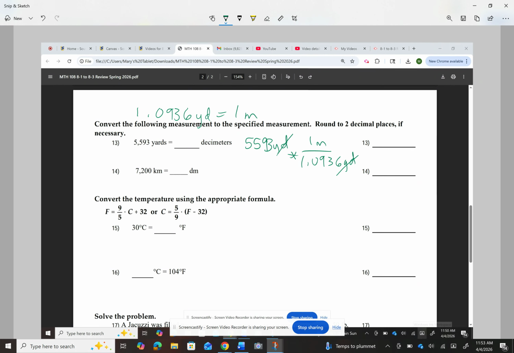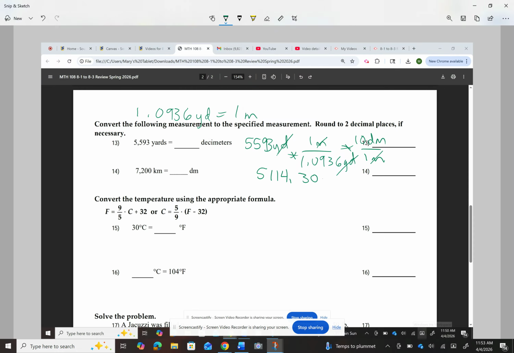Now, once you get to meters, you could then use that idea dealing with the prefixes and just go from meters to decimeters, or you could use the fact that you know there are 10 decimeters in 1 meter. So you could do that, and then that means after you're done, you multiply by 10. So let me do the 5593 divided by the 1.0936. That would get me to 5,114.30.